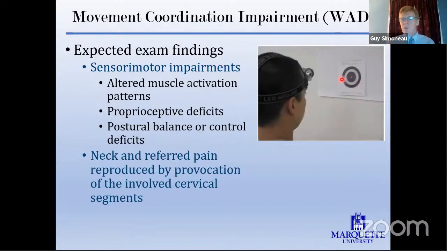You can use a target like this with a laser pointer, have the person aim at the target, close their eyes, move away and come back, and you can measure how far or close they are from the target, and determine if they have proprioceptive deficits that way. Also remember to do some simple things like balance: feet together, eyes open, eyes closed, tandem position of the feet, eyes open, eyes closed, unilateral stance, same idea, to see if they have balance deficits. And also expect that they'll have pain reproduction with testing the segments when you do your intervertebral motion testing.